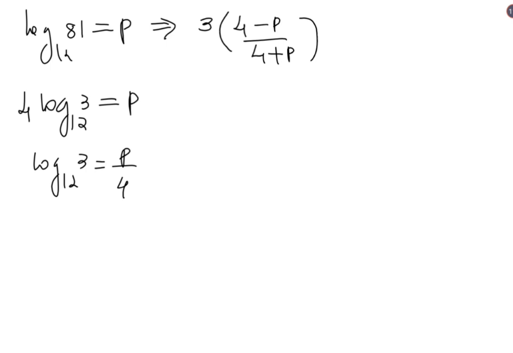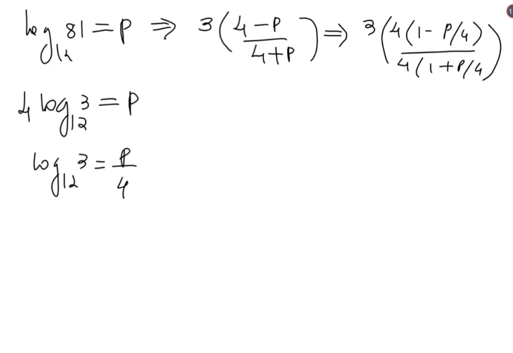Now this is where you will realize that if I look at my question, I can also simplify this way. 3, and when I take 4 outside, I will be left with 1 minus p by 4. Here also when I take 4 outside, I am left with 1 plus p by 4. So this is cancelling. Eventually we are trying to find the value of 3 to the power 1 minus p by 4 upon 1 plus p by 4. Let's put the value of p by 4 in the question.